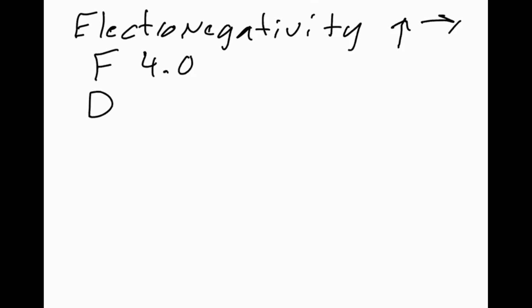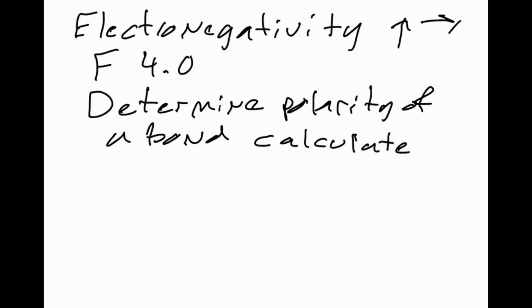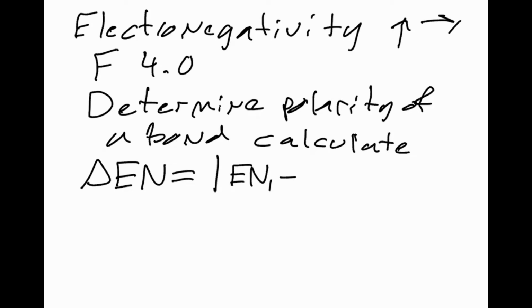To determine the polarity of a bond, you calculate what we call the delta, this is capital delta now, the delta electronegativity. The delta electronegativity is equal to the absolute value of the difference in electronegativity. So electronegativity 1 minus electronegativity 2, and then absolute value. You guys remember, what does absolute value mean? It means you get a positive number. It's always positive. That's correct.